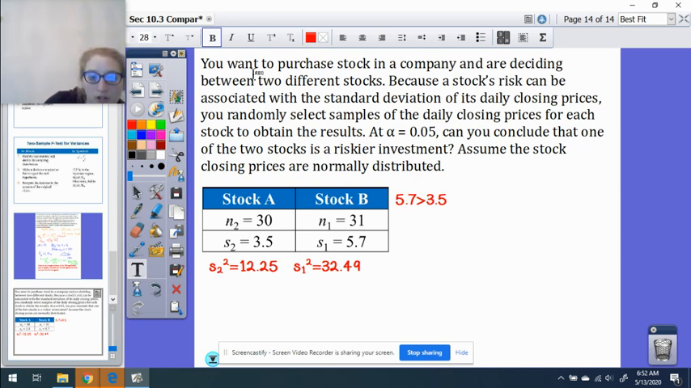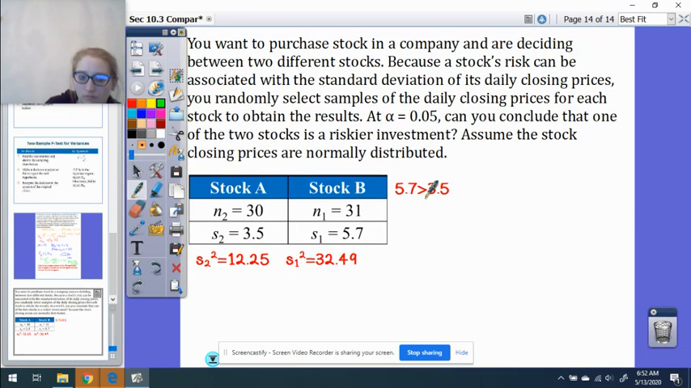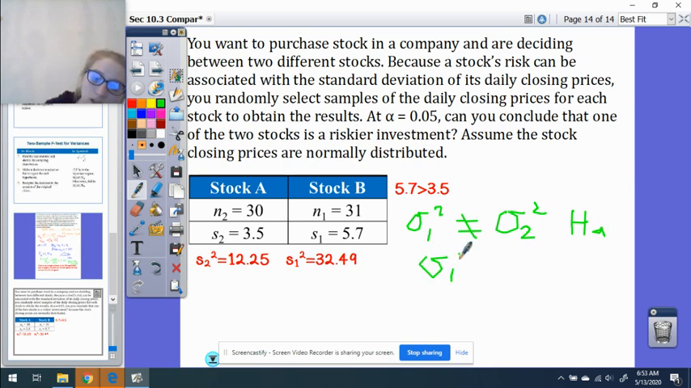Okay, so now that we have that, let's go ahead and state our claim and then identify our null and our alternative. So in this case, since the claim is wanting us to test whether or not one is riskier, we are trying to see if the population variances are not equal. So is this my null or is this my alternative? And the answer is it's my alternative, which means my null is that they're equal.